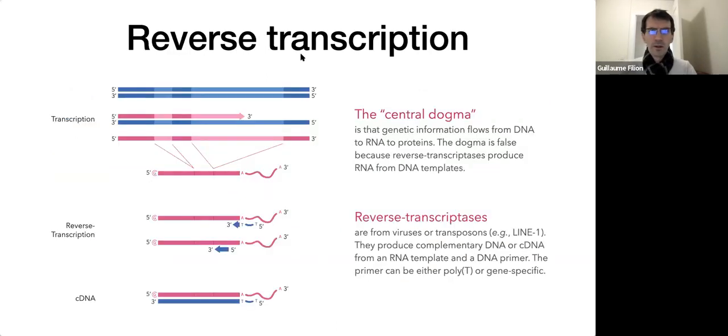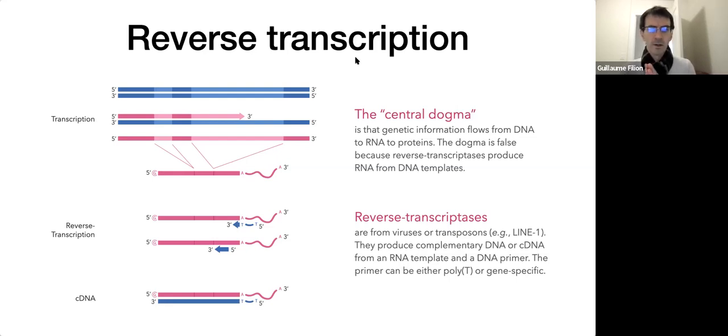So one of the most important reactions at the biotechnological level to understand transcriptomics, RNA, etc., is the reverse transcription. So the central dogma is that genetic information flows from DNA to RNA to proteins. That's the way it was formulated. The dogma is false because reverse transcriptases produce DNA from RNA templates. So the dogma held until the mid or the end of the 70s when David Baltimore discovered that particular reaction, reverse transcription.